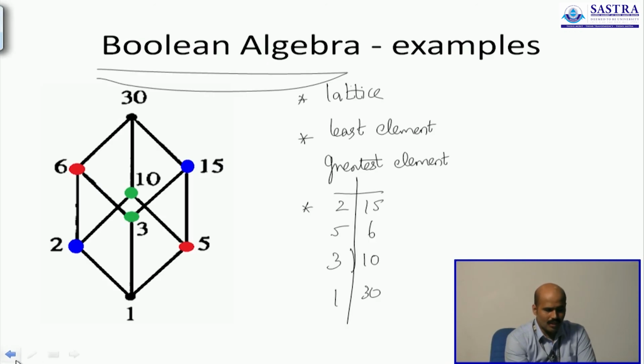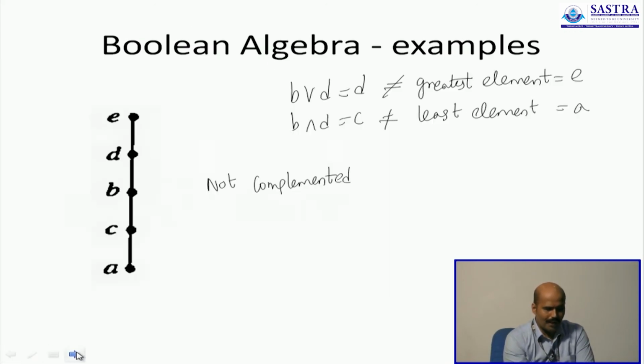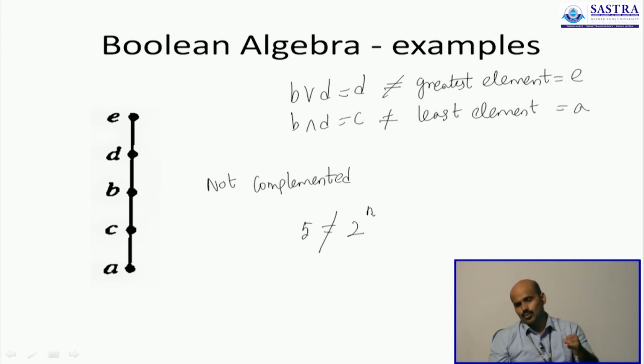That is the reason why, a while back, we saw that this was a lattice, a finite lattice, but how many elements do you have? There you have only 5 elements, and 5 is definitely not an integer power of 2. 2 power 1 is 2, 2 power 2 is 4, 2 power 3 is 8, 5 comes nowhere.